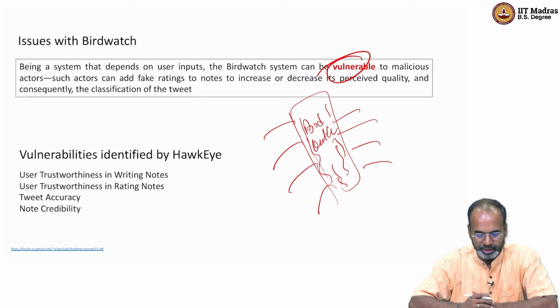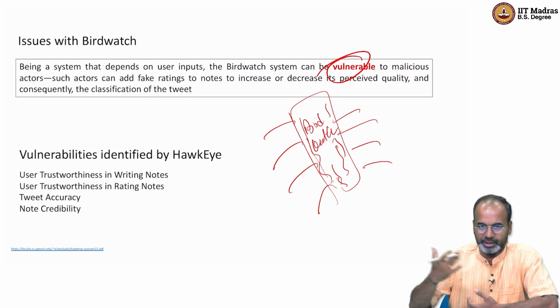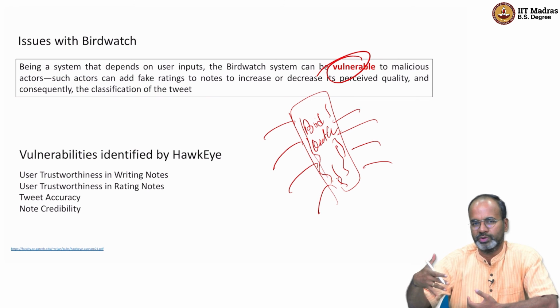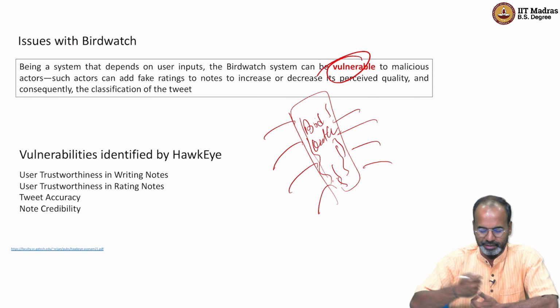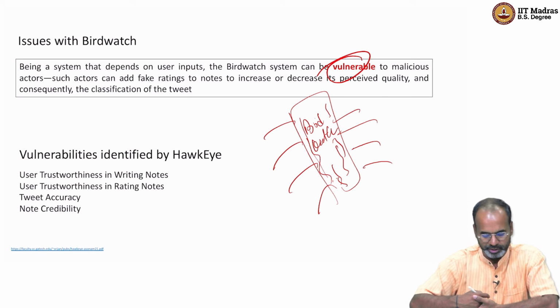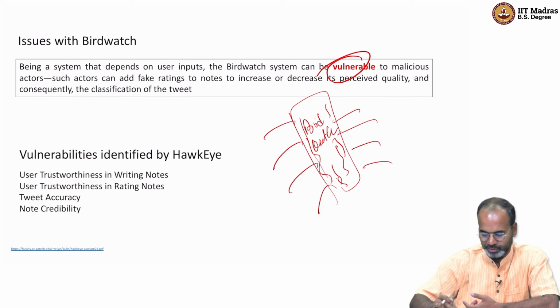Vulnerabilities identified by Hawkeye: the user trustworthiness in writing notes. Who's writing the notes, right? Can anybody write the notes? User trustworthiness in rating the notes. Can anybody rate the notes? Twitter accuracy: how much Twitter is actually using, and how accurately Twitter is producing results from these notes that users are giving. Of course, note credibility also, the credibility of the content that is generated through notes.